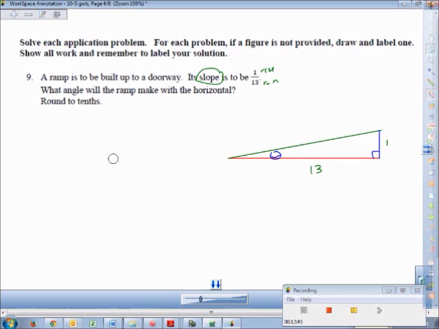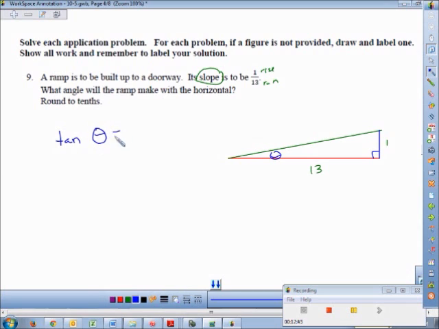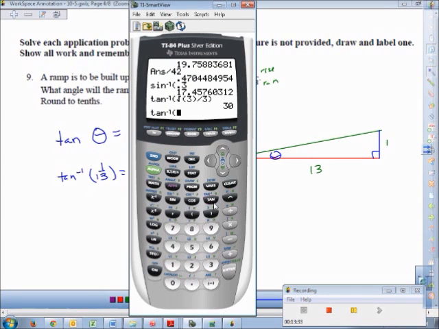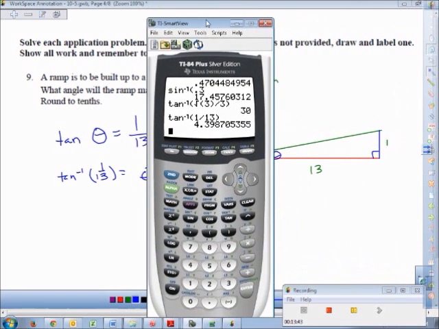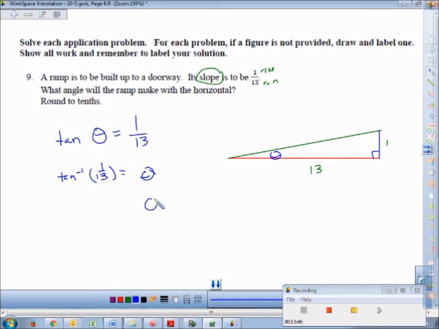Which trig function are we using? Tell me what it's called. Tangent of what? Tangent of theta equals 1/13, right? Opposite over adjacent. And then the tangent inverse of 1/13 equals theta. Oh yeah. What did they tell us? About 4 point what? So theta is about 4.4 degrees.